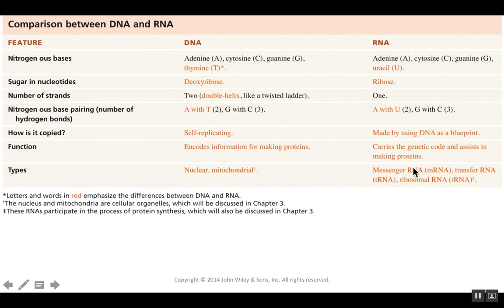RNA comes in three flavors. You have your messenger RNA, your transfer RNA, and your ribosomal RNA. And those are all used in the process of transcription and translation, which is taking your DNA, making RNA, and then using the RNA to make your protein.